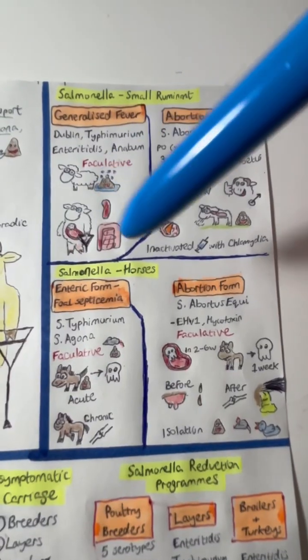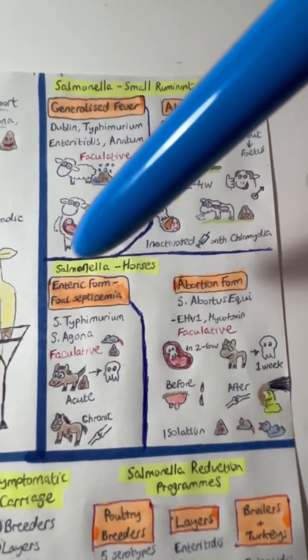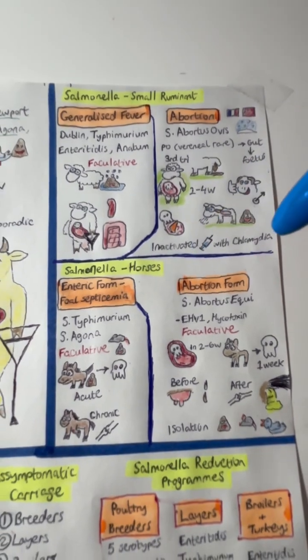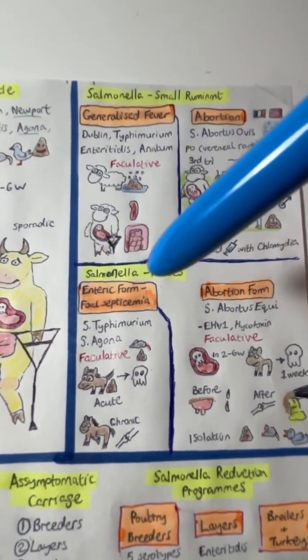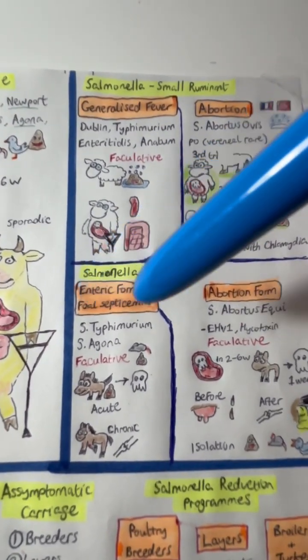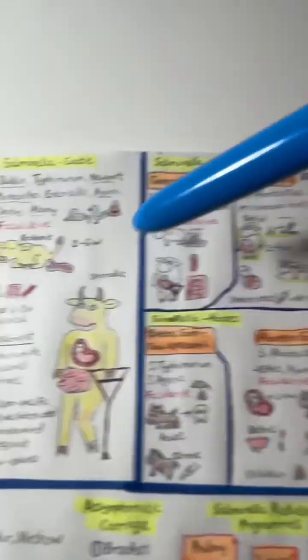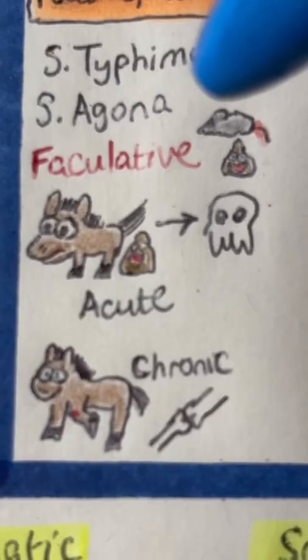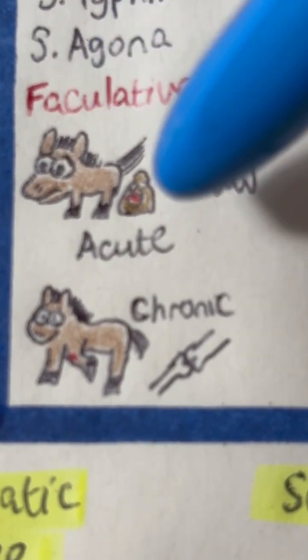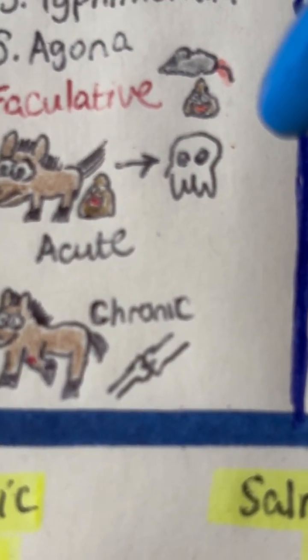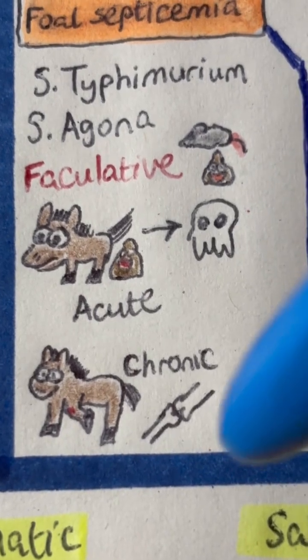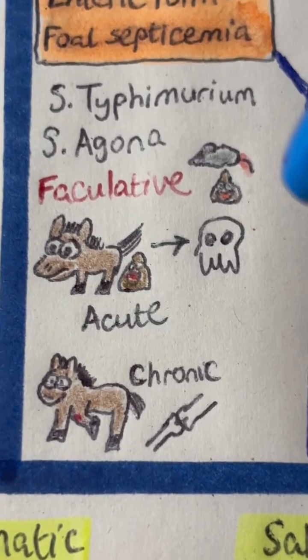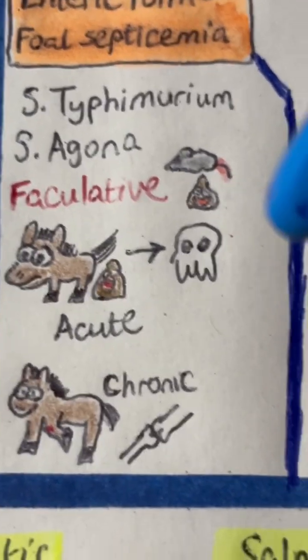For Salmonella in horses, there's an enteric form, full septicemia, and an abortion form. The enteric form, full septicemia, is caused by Salmonella Typhimurium and Salmonella Agona, which is also seen in cattle. It's facultative and requires predisposing factors. In the acute form, they get colic and diarrhea and die within 1 to 2 days. And in the chronic form, they get arthritis. There is no vaccine, just prevent the predisposing factors.